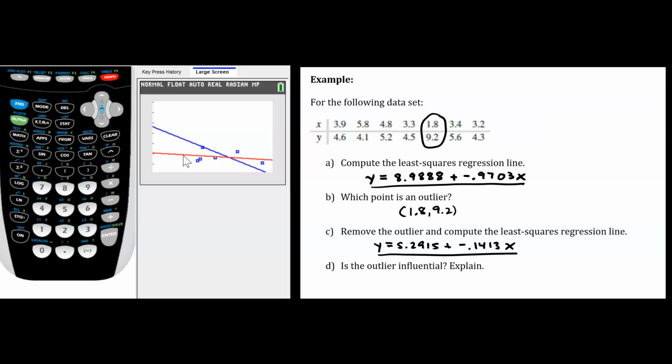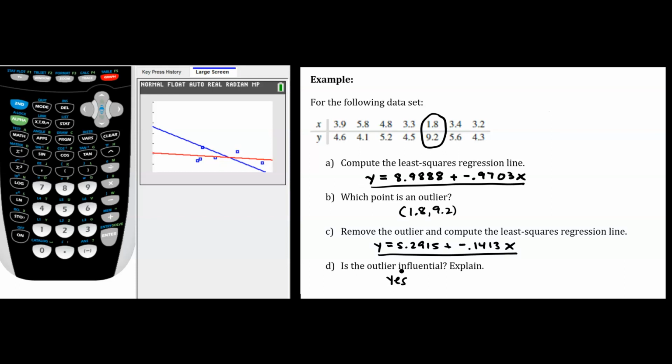You could see that things have changed quite a bit. And so the relationship that we have between the x values and the y values is definitely different now. And as a result, I would say yes, the outlier is influential in this problem.